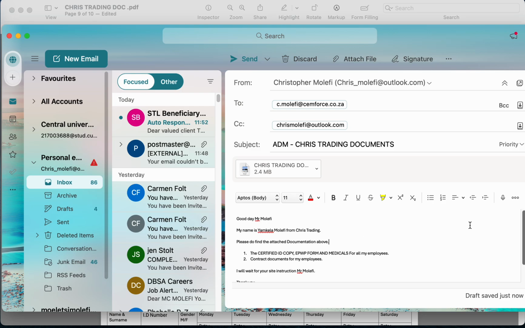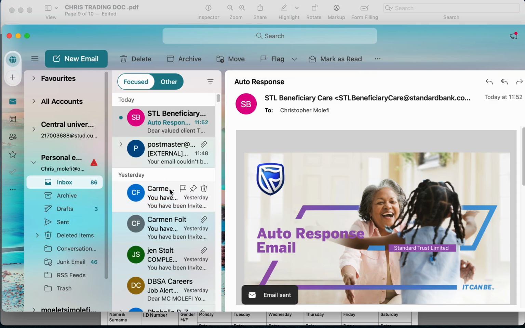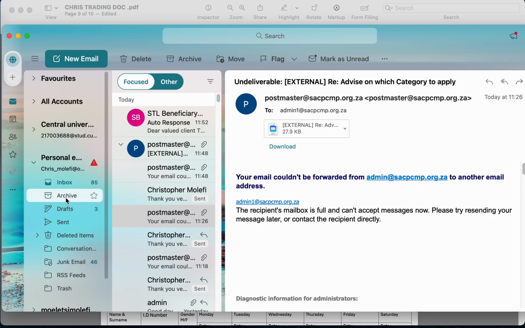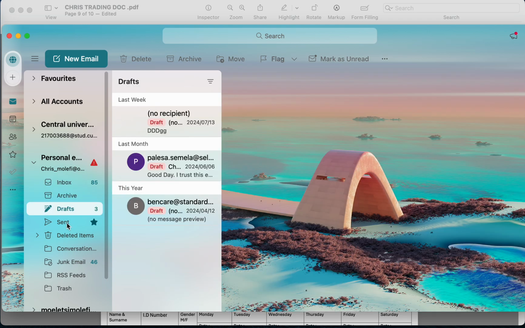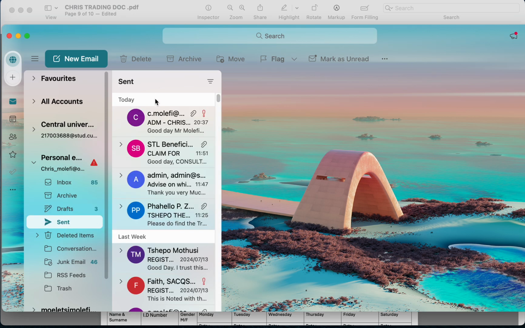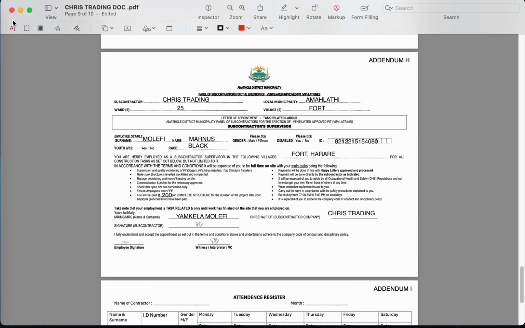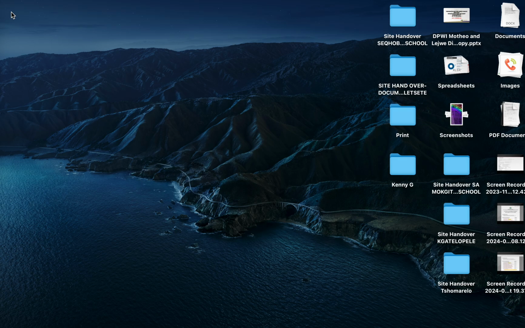Ensure that the email is well documented, correct people, ADM Chris Trading documents, and a very nice lengthy email. Beautiful. Now we are sending an email. It's now showing wrong things. Now you go and check to say, did I indeed send that email? It is sent. Beautiful. I'm done.